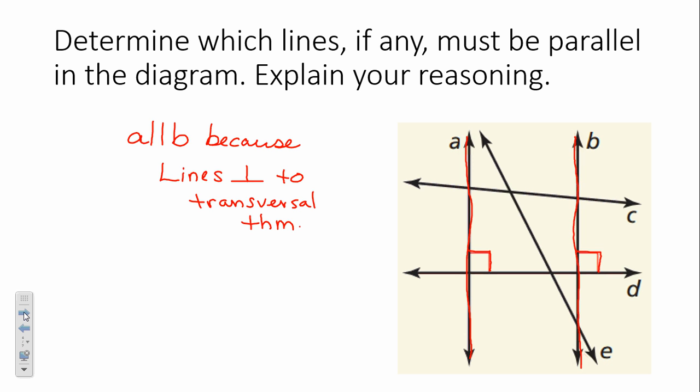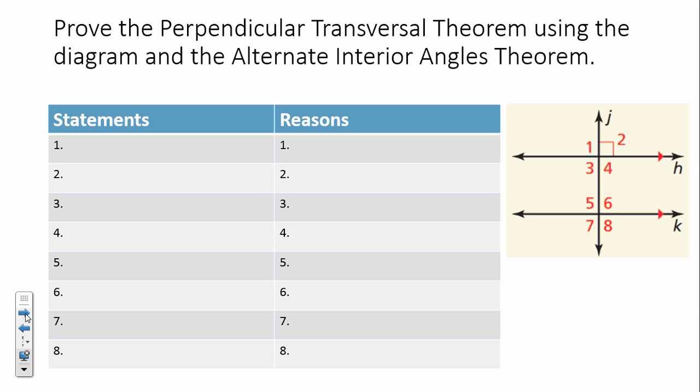Everybody good with that? Okay. All right. So that's example 4. You've got 3 like it, 5, 6, and 7. So now we have one more to go, number 8. Number 8 is our proof.